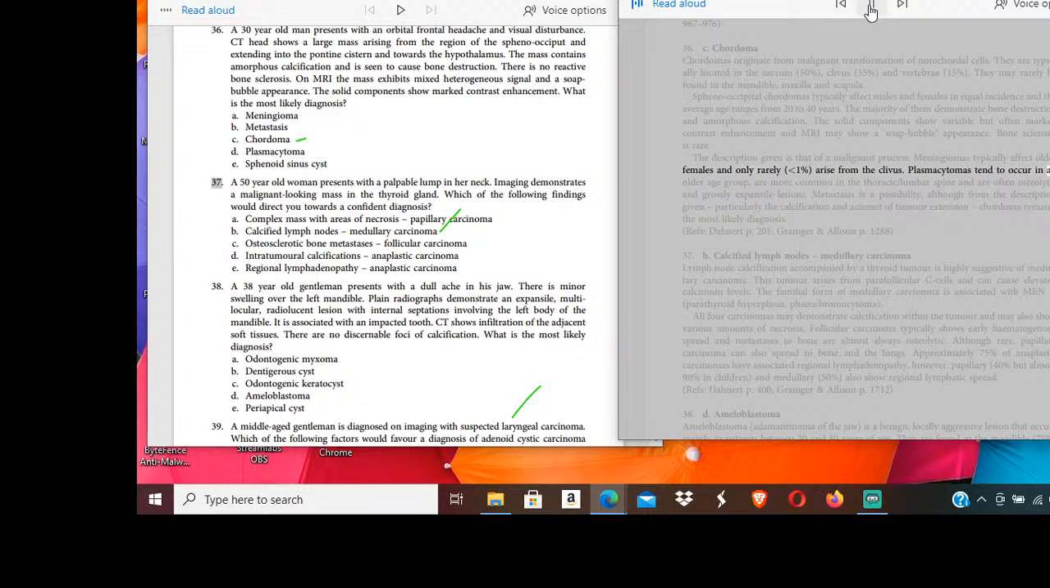Plasmacytomas tend to occur in an older age group, are more common in the thoracic/lumbar spine, and are often osteolytic and grossly expansile lesions. Metastasis is a possibility, although from the description given, particularly the calcification and amount of tumor extension, chordoma remains the most likely diagnosis.